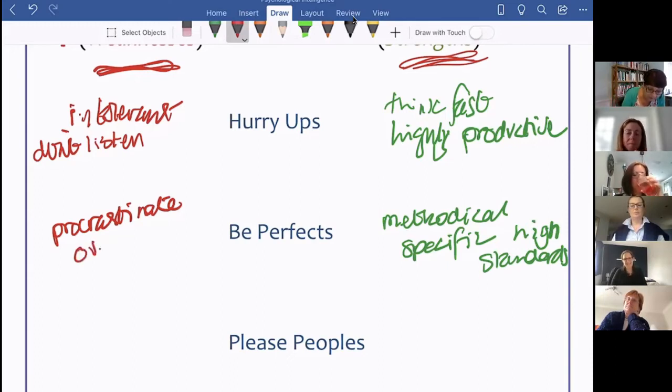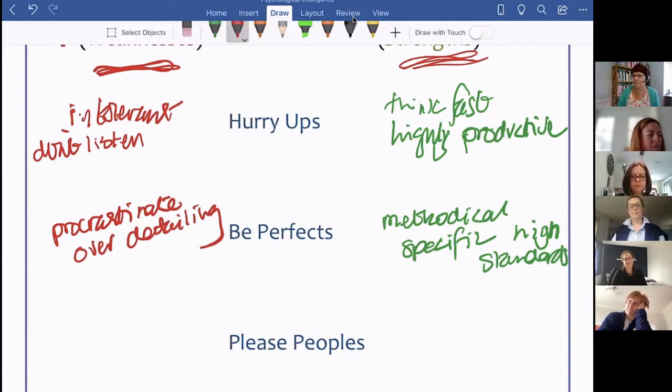They can over-detail. They can tell you the same thing three times just to make sure you've got it, by which time people have lost the will to live or are thinking, don't you trust me here? I've got it. I understand. They don't easily delegate because nobody can do the job quite as well as I can. So of course Be Perfects can land up with a huge workload because they don't easily delegate. And so they can often be the first ones in the morning and the last ones leaving, switching the light out as they go.